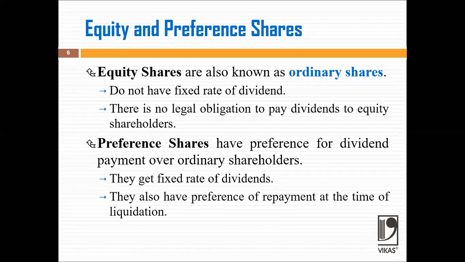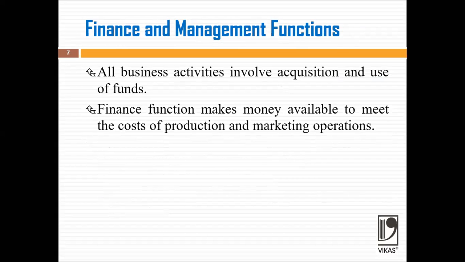At the time of liquidation, once the company settles all obligations to third parties, a certain amount will be balanced that belongs to the equity shareholders. That amount can be distributed to the equity shareholders after distributing to the preference shareholders, right? If there are any balances after settlement of preference shareholders, the balance goes to equity shareholders, right?